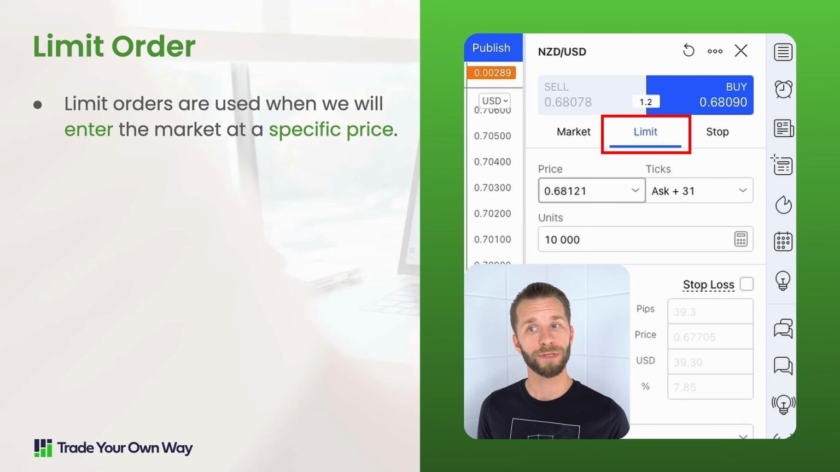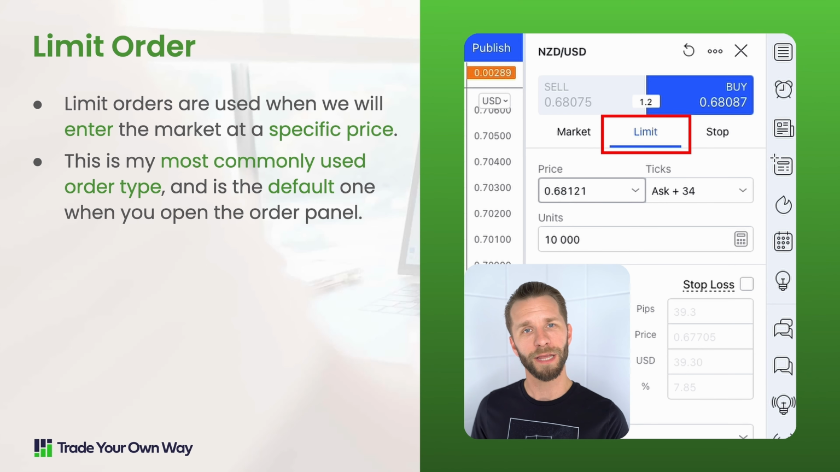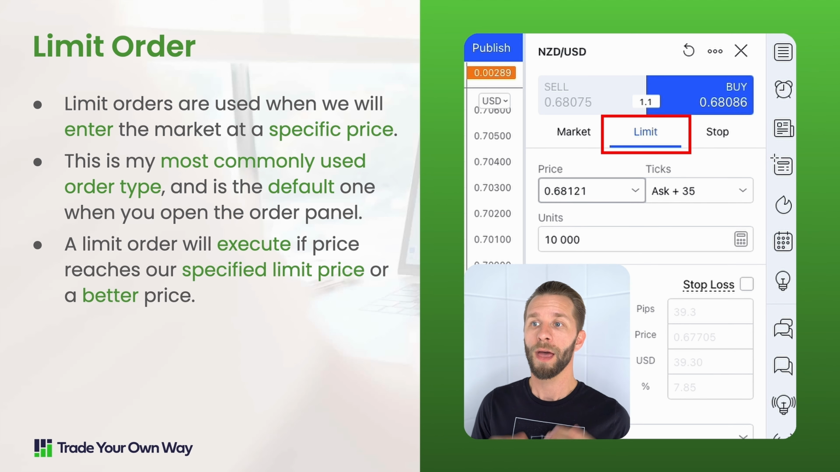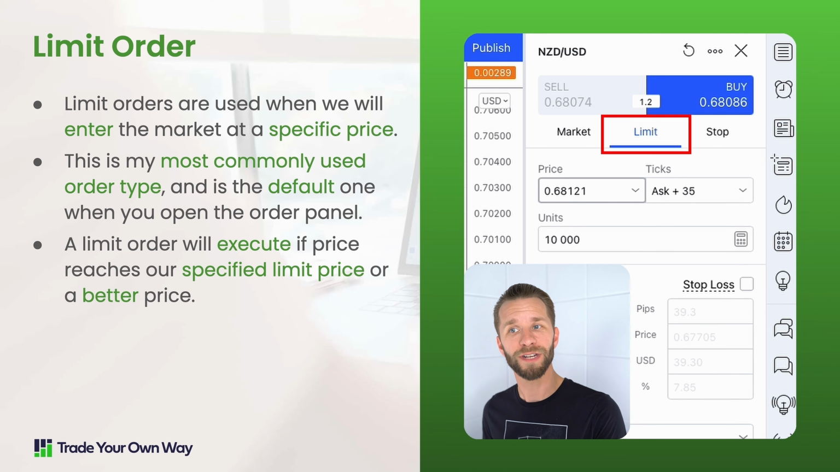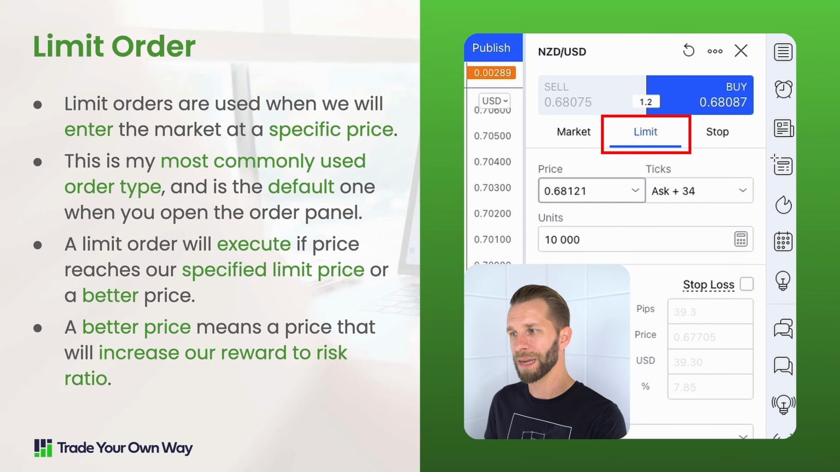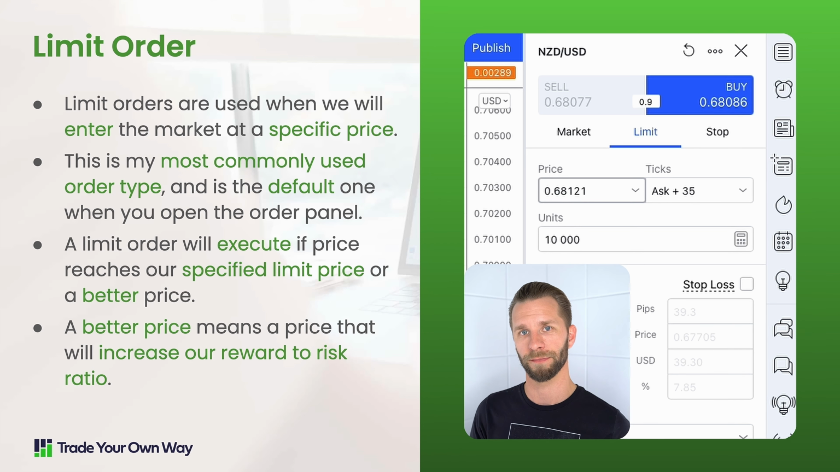Limit orders are used when we want to enter the market at a specific price. This is my most commonly used order type and is the default one when you open the order panel. A limit order will execute if price reaches our specified limit price or better. Now, when I say a better price, I mean a price that will increase our reward to risk ratio. A better price will be represented differently depending on our order direction. For a long trade, a better price will be a lower price, and for a short trade, a better price would be a higher price.